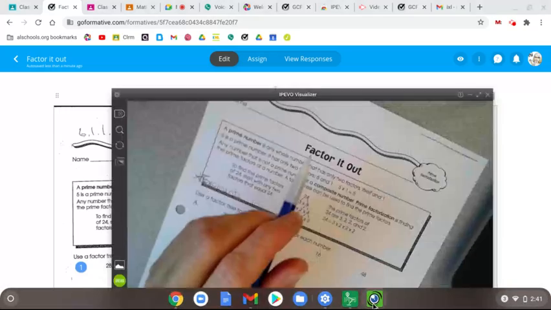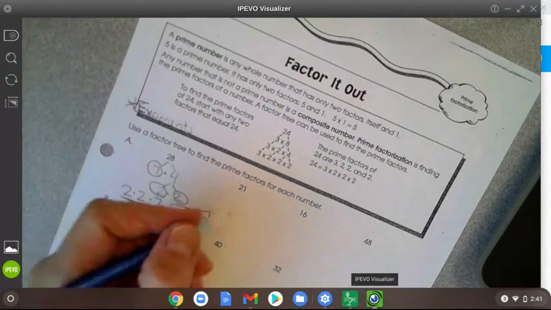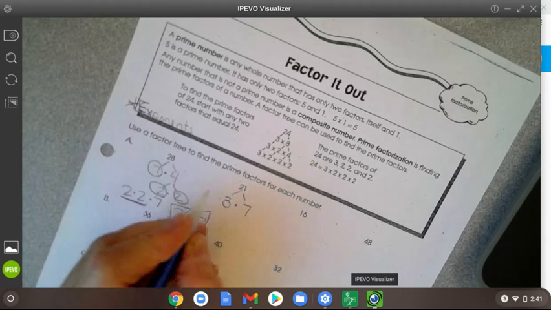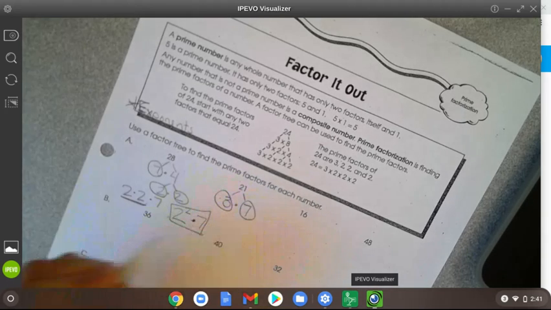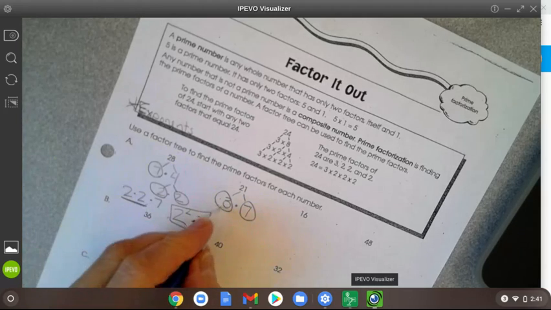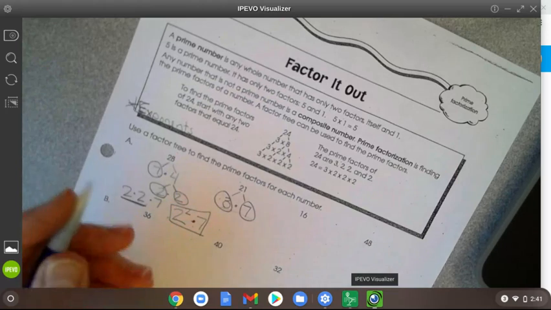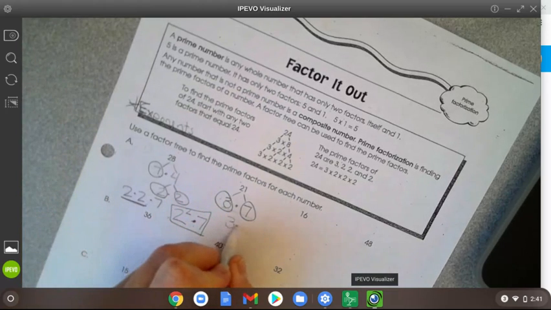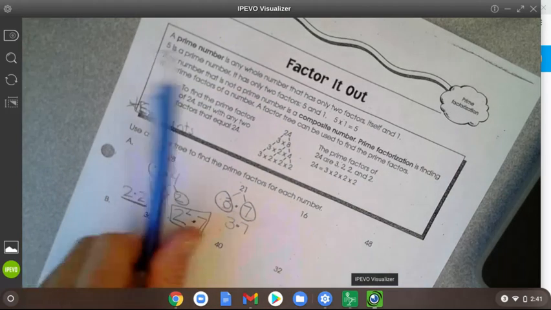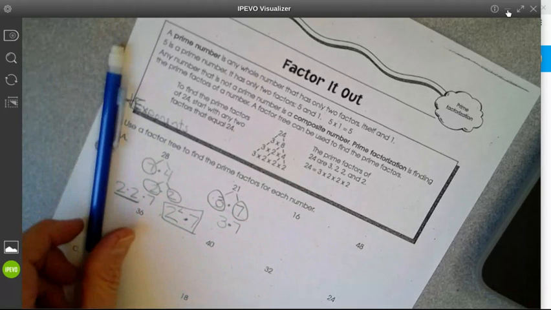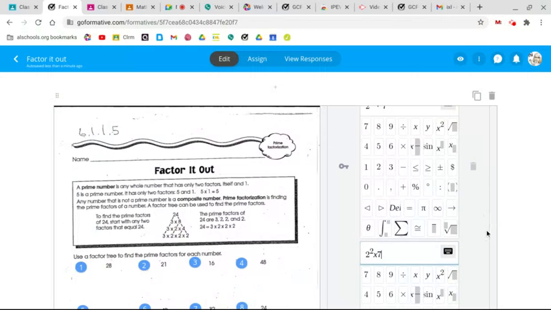Number 2 is 21. So I'm looking back here at 21. 21 is 3 times 7. 3 is prime, 7's prime. But look, there's no multiple 3's, there's no duplicates of 7's. So in this case, the 3 times 7 is the answer. That's the only answer. There's no exponents to use.